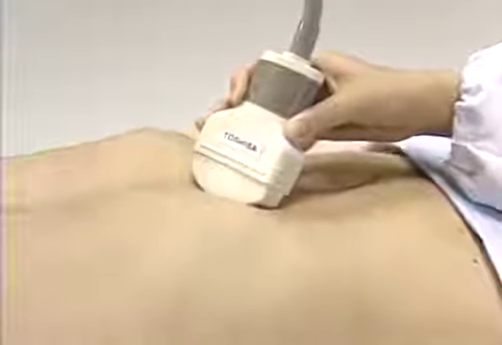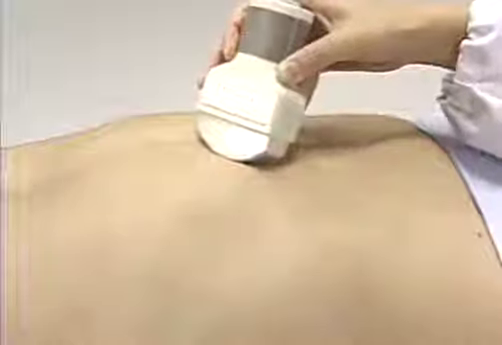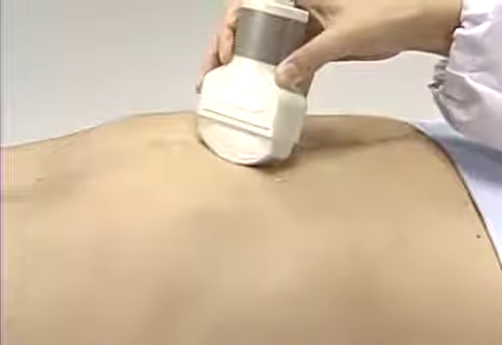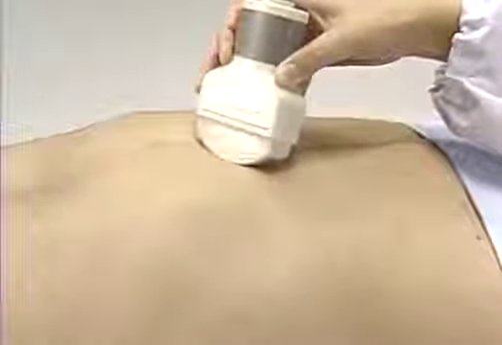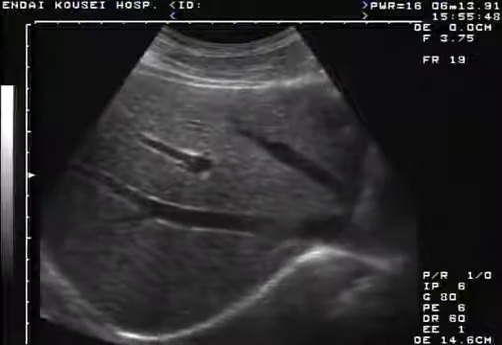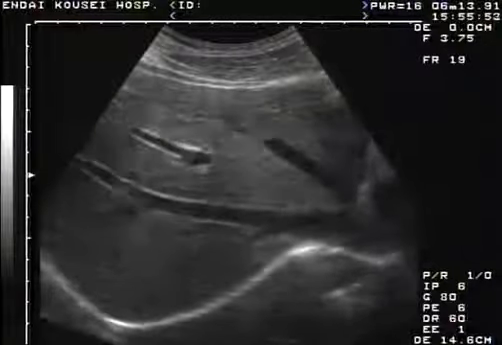When you want to obtain a clearer image, have the patient do abdominal breathing and have him breathe in and then hold his breath. This is because the liver is shifted below the costal margin and the acoustic window is formed.